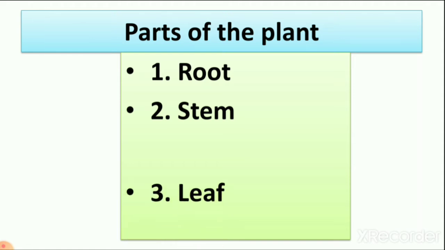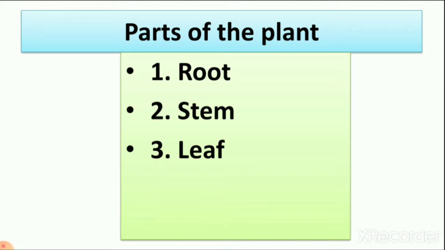Then third is the leaf. The leaf is the part of the plant which makes food for the plant. The leaf is the green part of the plant and it makes food which helps the plant to grow flowers and fruits. So with the help of sunlight, the leaf makes food for the plant. That's why the leaf is known as the kitchen of the plant.